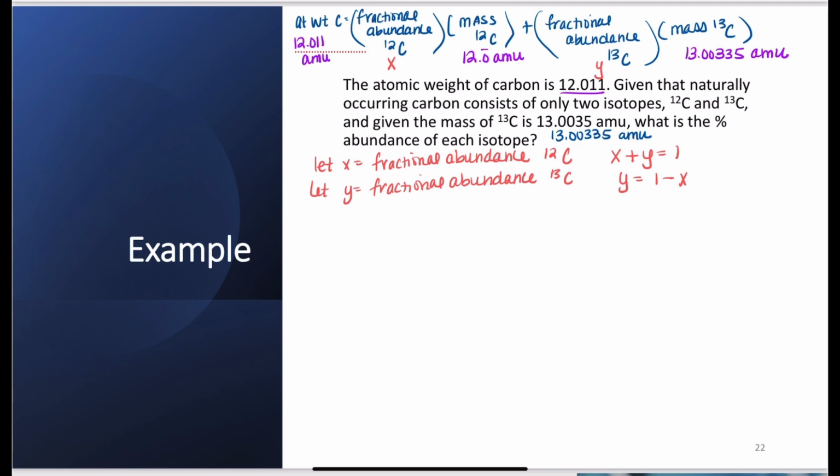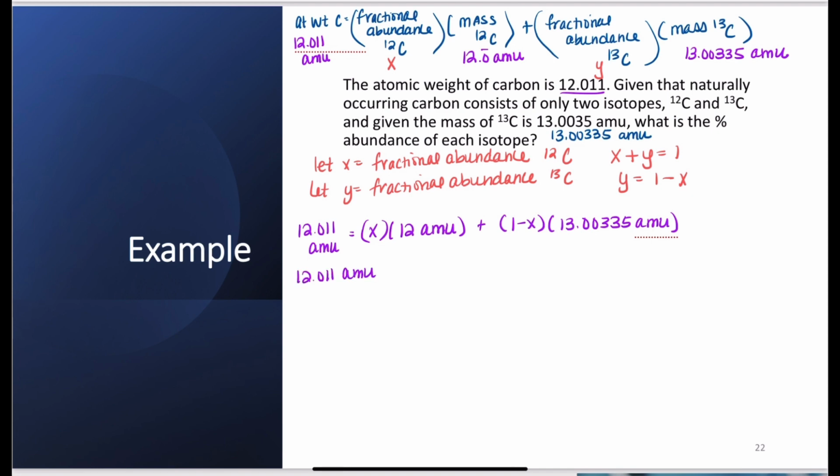And I'm going to substitute that into my equation. I'm going to say 12.011 AMU is equal to X times 12 AMU. Again, that 12 is exact. It is not limiting my sig figs there. Plus (1 minus X) times 13.00335 AMU. And now I'm going to go ahead and start solving this algebraically.